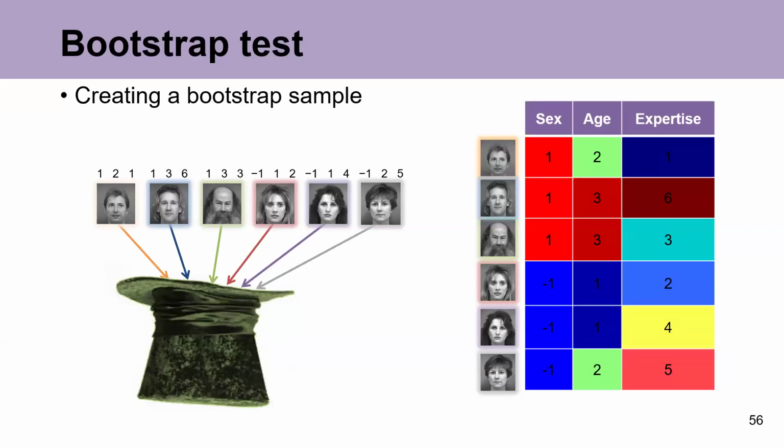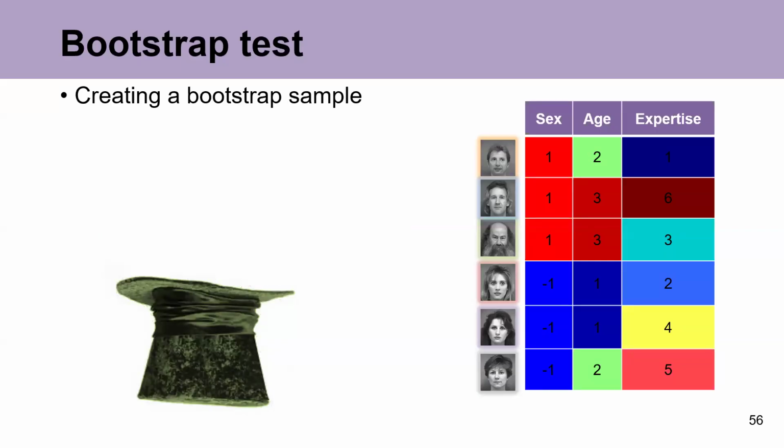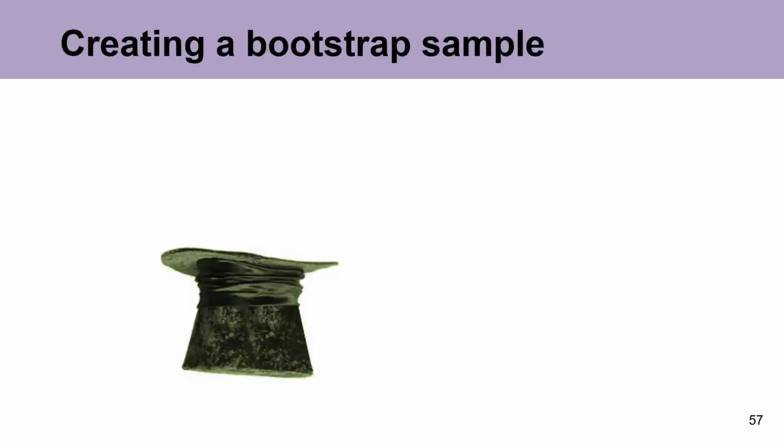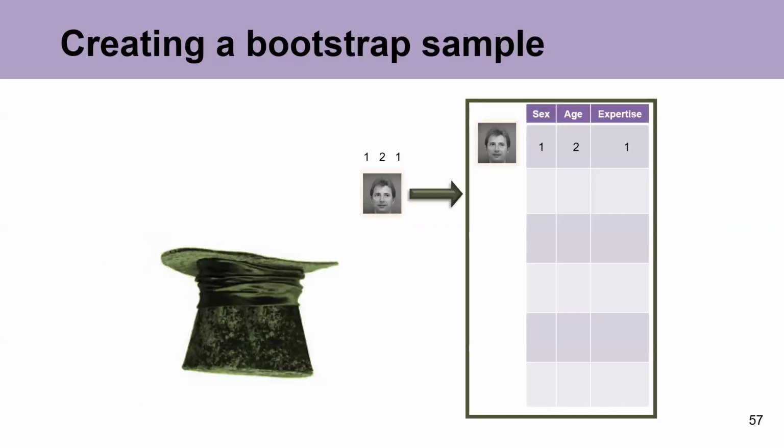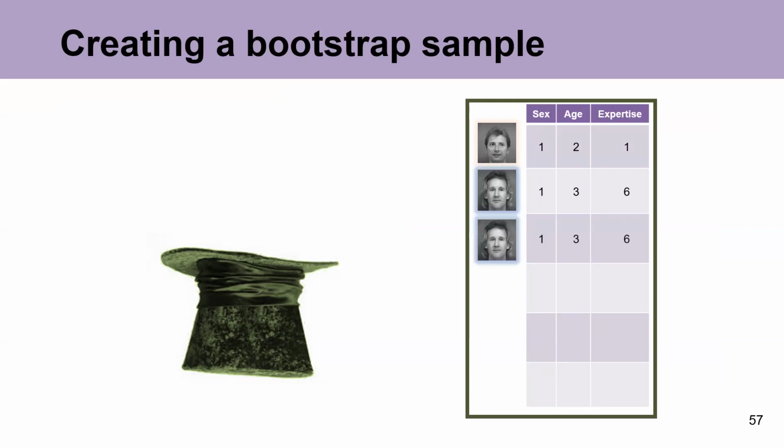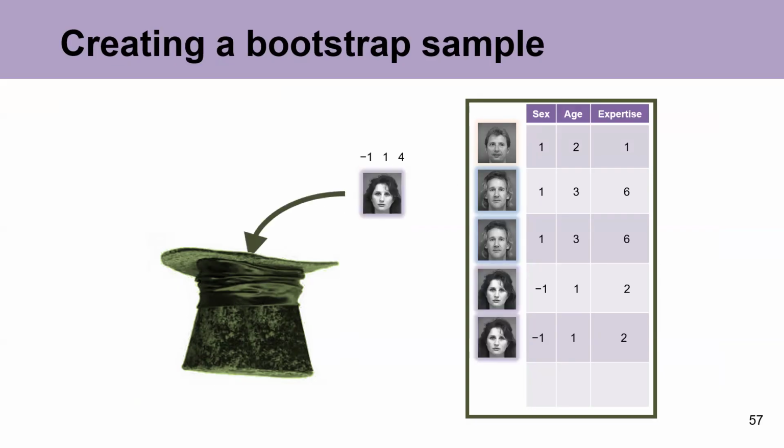And with that combination, we put them again into the hat. We get one, we put it back. Okay, so this is the first, and then we put it back. We draw it again. We got a second one. And we repeat that until we have a full new sample based on our data.